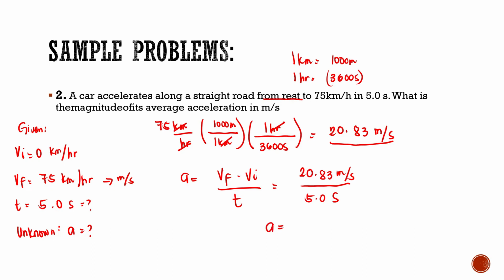So your acceleration value will be 20.83 divided by 5.0. So the answer is 4.166 meters per second squared. But if we're going to follow 2 digits after the decimal, your A will be 4.17 meters per second squared.